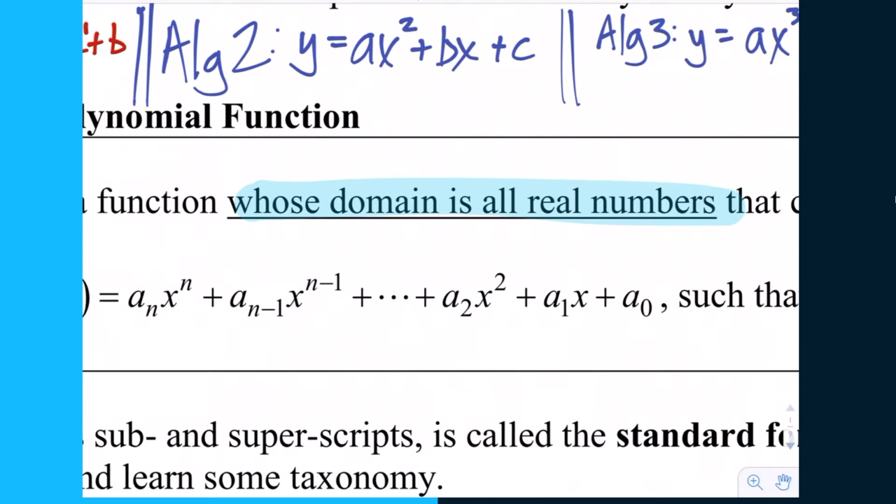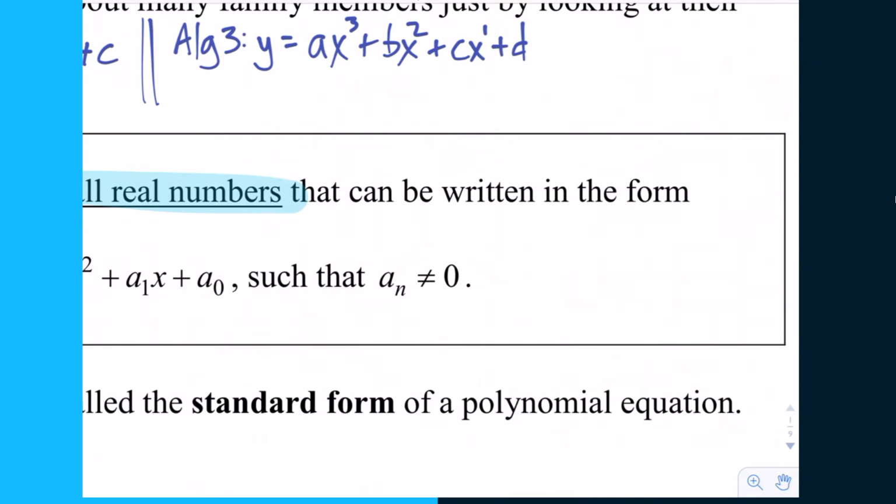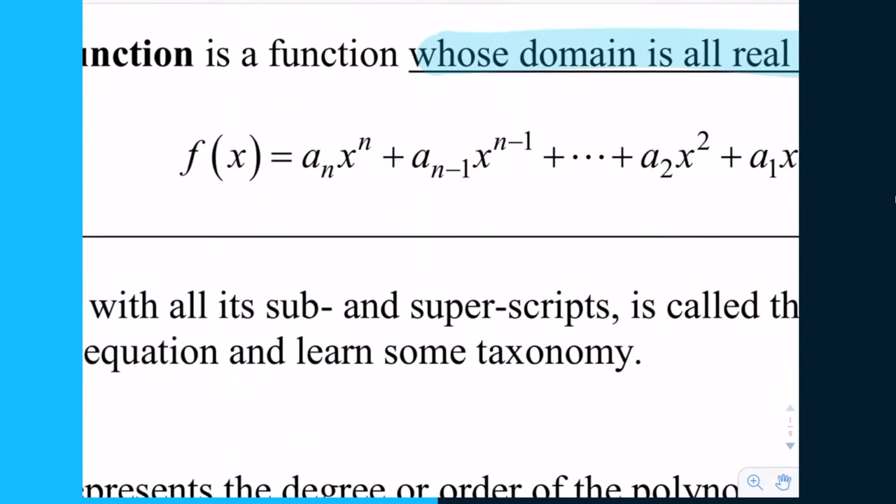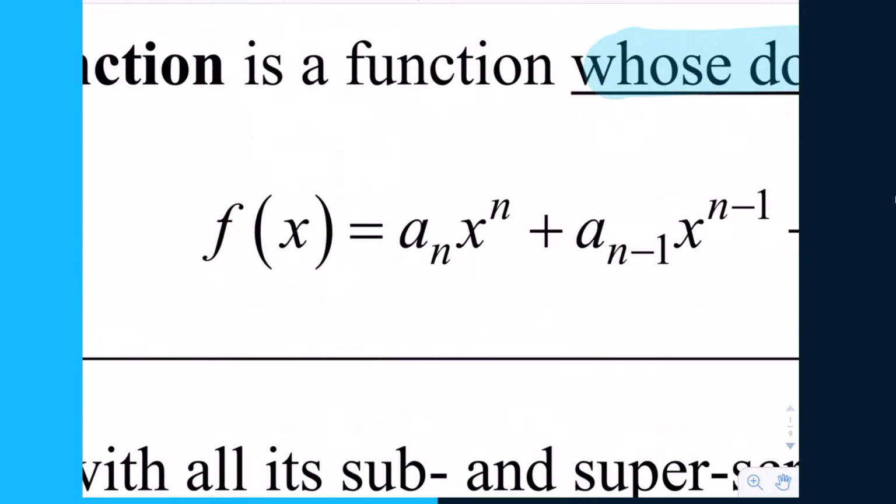What's the domain of a polynomial without looking? All real numbers. Good. A polynomial can be written in the following form. Now this is perhaps a little bit more important. F of x equals, how do we read this? It's a subscript, so a sub n is how we read that. A sub n times x to the nth power.